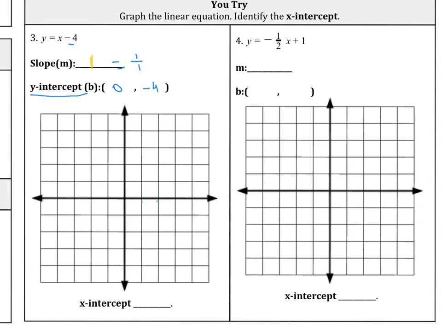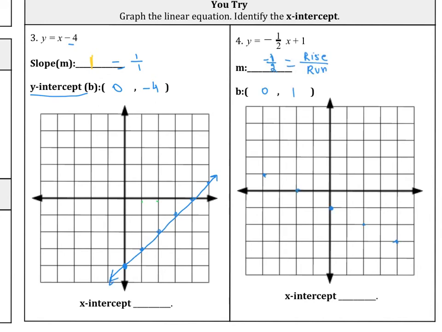You're going to start the graph from negative 4, or 0 comma negative 4, and go up 1 over 1, up 1 over 1, up 1 over 1, and graph the line. So these are the points of up 1 over 1, up 1 over 1. When you connect them, you're going to get the line graph for the equation y equals x minus 4.